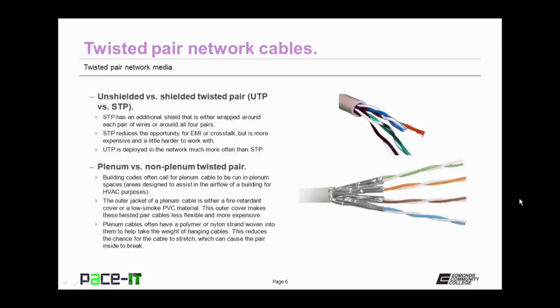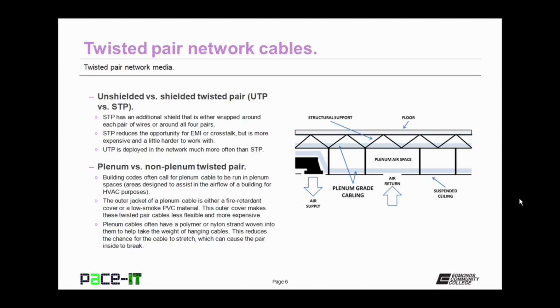Now, these twisted pair cables can be either shielded or unshielded. That's STP or UTP. Shielded twisted pair has an additional shield that is either wrapped around each pair of wires or around all 4 pairs. STP reduces the opportunity for EMI or crosstalk, but it is a little bit more expensive and a little harder to work with. The shielding reduces the flexibility in the cable. Now, UTP, unshielded twisted pair, is deployed in the network much more often than STP is.